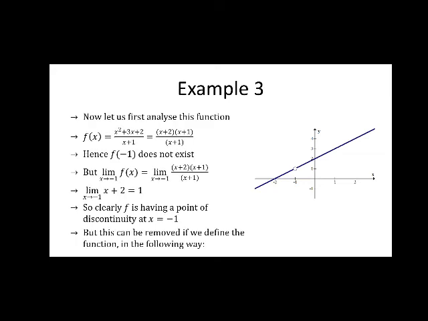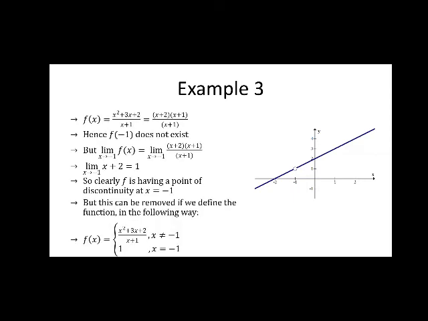If I want to remove the discontinuity, then I have to redefine the function. Redefine the function in which way? In a way something like this. If I redefine the function, the function will be x square plus 3x plus 2 by x plus 1 for x not equals to minus 1. So I have to mention this, that any value other than minus 1, the function may follow the given curve, the given expression. But at x equals to minus 1, I am fixing the value of the function to be 1.